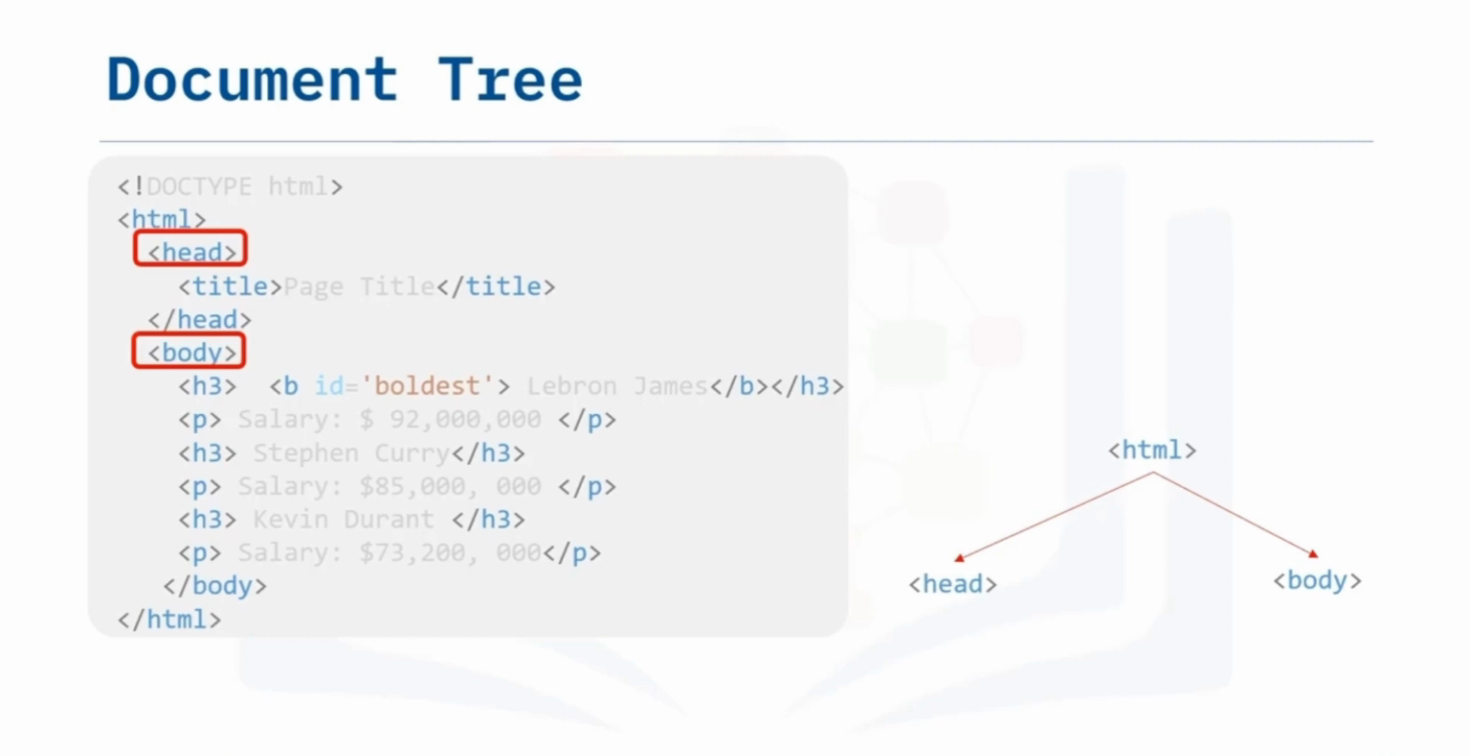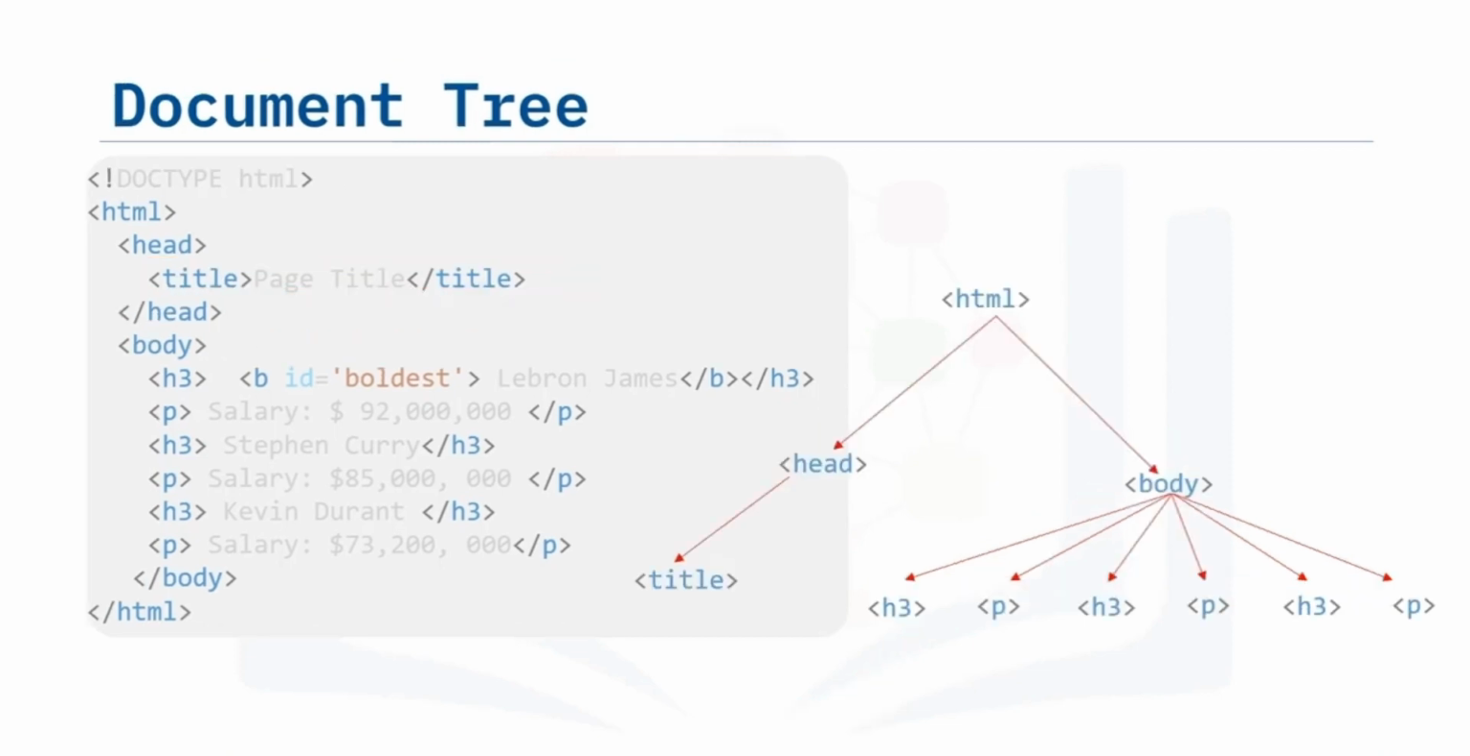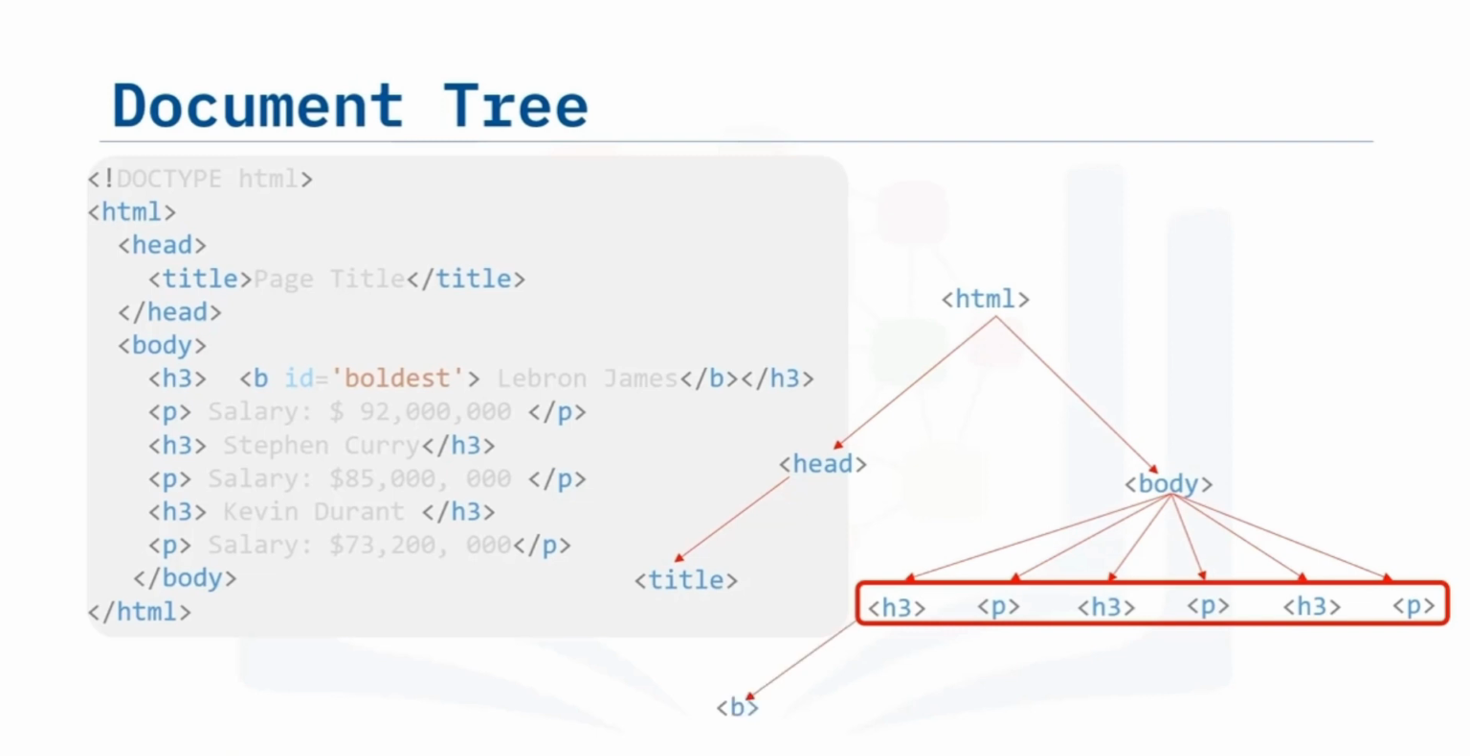HTML tag is their parent. The head and body tag are siblings as they are on the same level. Title tag is the child of the head tag, and its parent is the head tag. The title tag is a descendant of the HTML tag, but not its child. The heading and paragraph tags are the children of the body tag, and as they are all children of the body tag, they are siblings of each other. The bold tag is a child of the heading tag. The content of the tag is also part of the tree, but this can get unwieldy to draw.